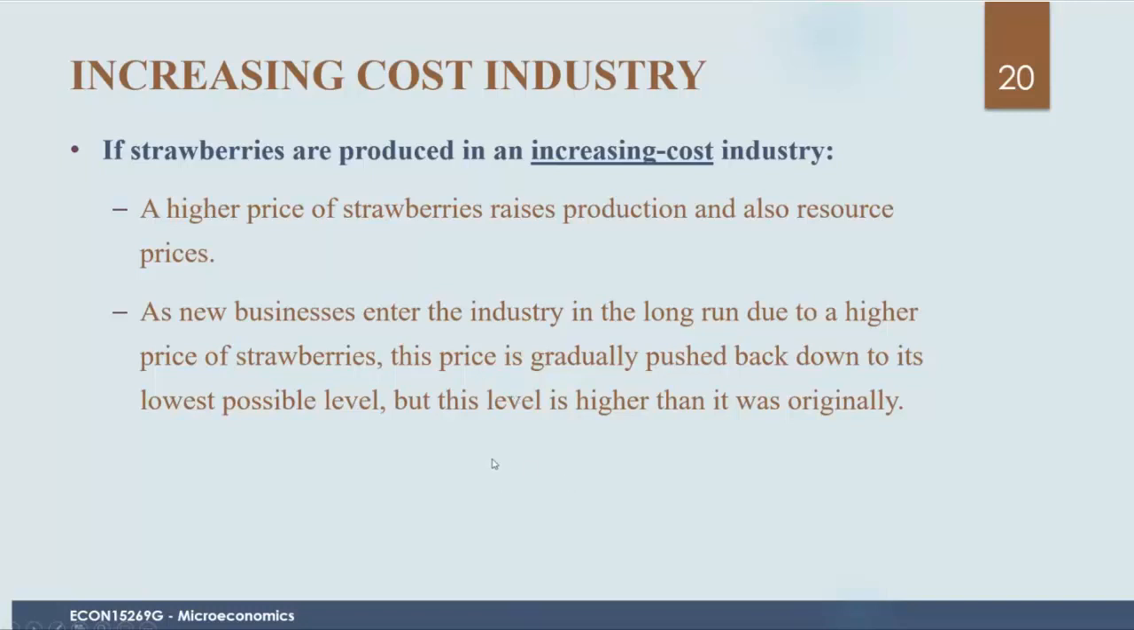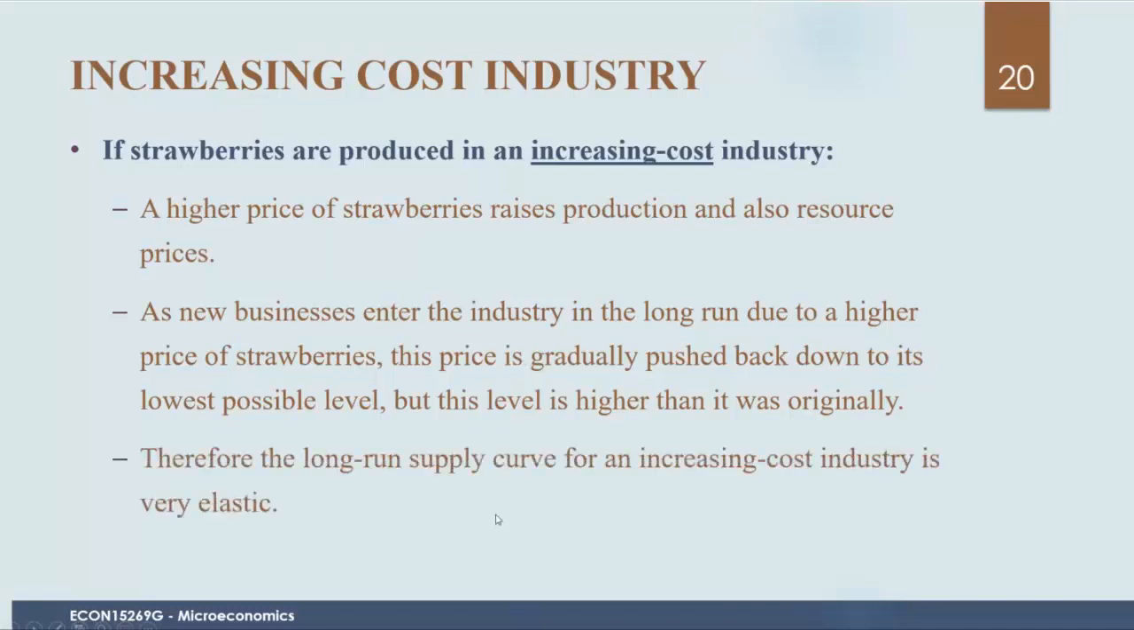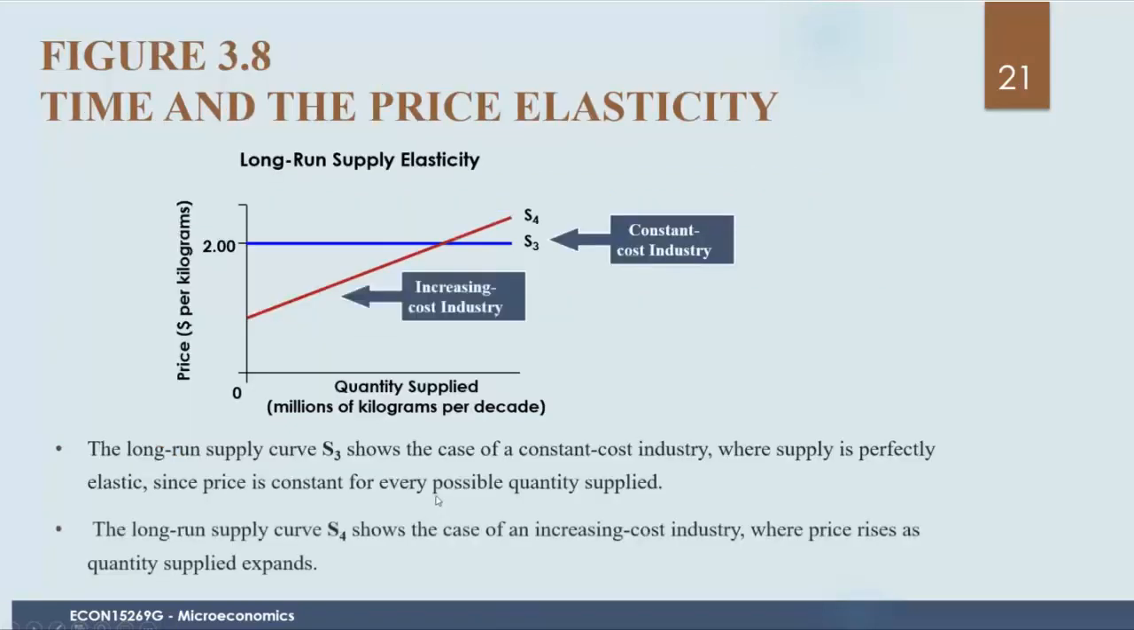So this is kind of jumping the gun a little bit, this chapter. The long run supply curve for an increasing cost industry would be very elastic. So we would think of it as upward sloping, but not very steep. And then a decreasing cost industry would just be downward sloping.